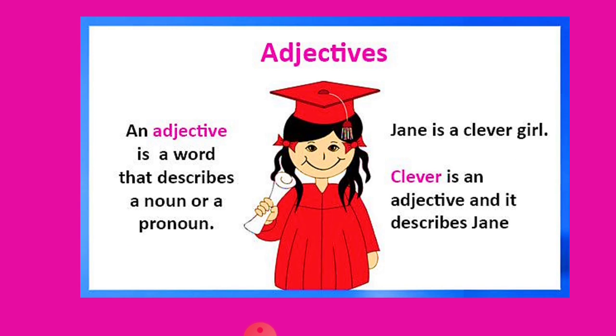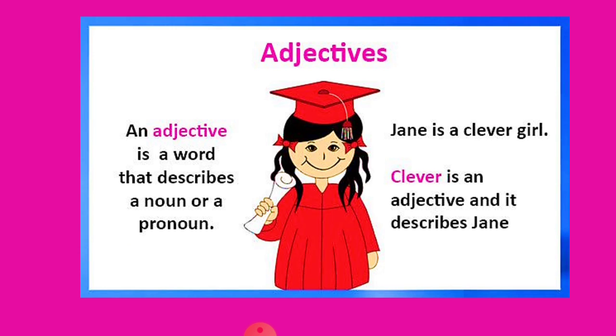Adjectives. First, let us define what the adjectives are. An adjective is a word that describes a noun or a pronoun. So this is the definition of the adjective. What are adjectives? In other words, we can say adjectives are describing words.